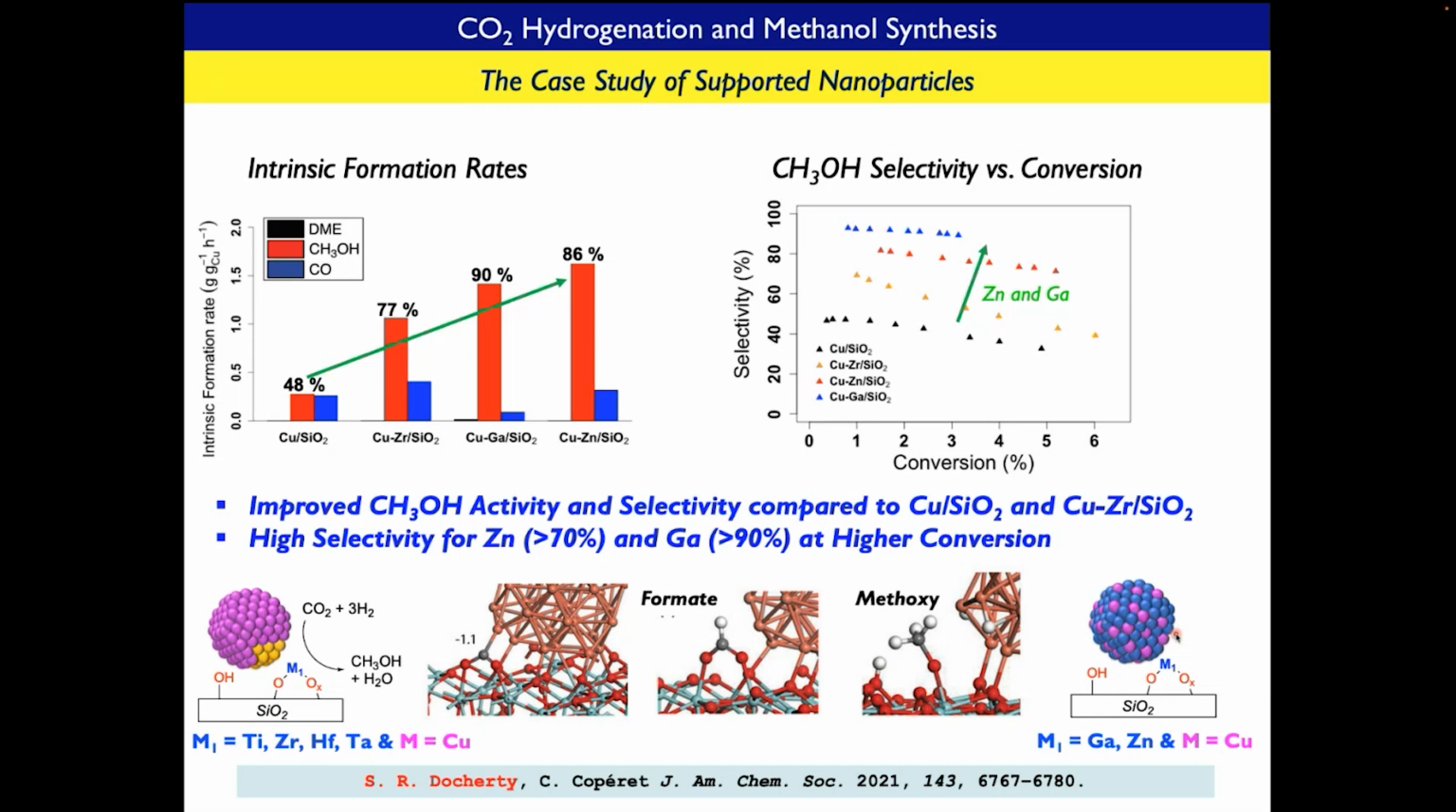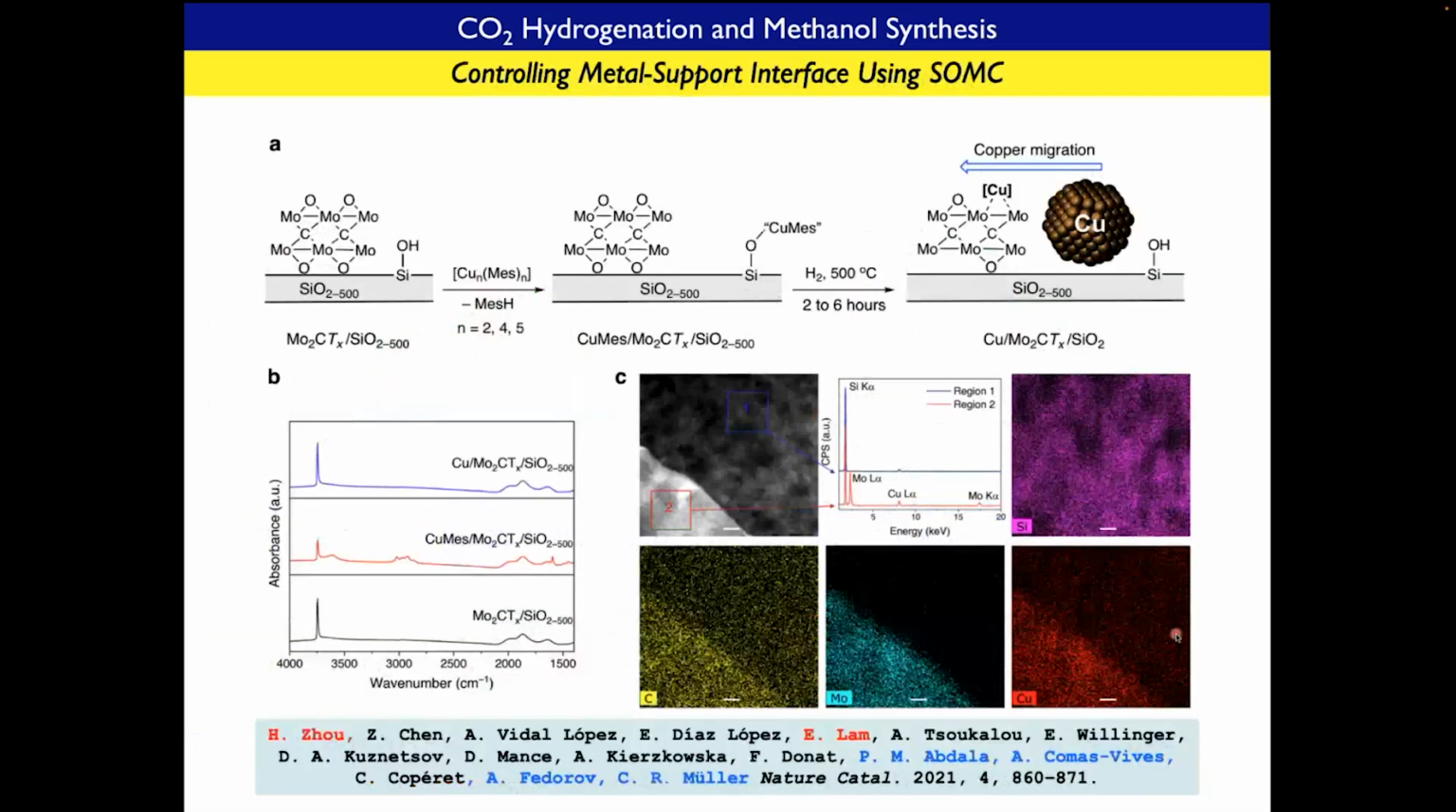To show you something that we did next, we tried to see if we can look for new supports to generate novel interfaces. We were interested in a novel class of materials, the so-called MXenes, and we were able to make MXenes and disperse this molybdenum oxycarbide at the surface of silica. Our goal was to generate copper nanoparticles.